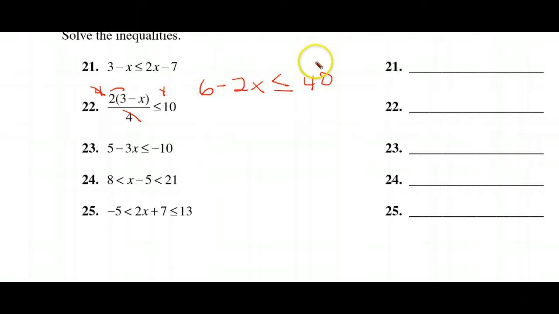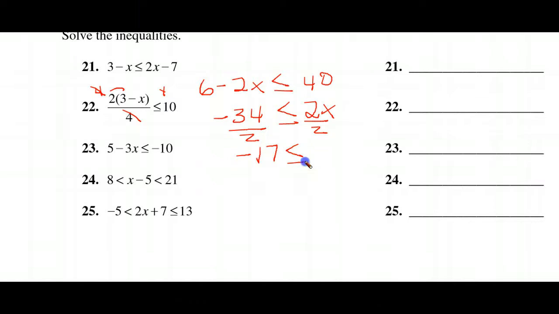I could transpose this. In fact, let's do that. So now this becomes a positive 2x on this side. This becomes a negative 40, which makes this a negative 34. Divide both sides by 2. I get now this is a negative 17. X is greater or equal to a negative 17.